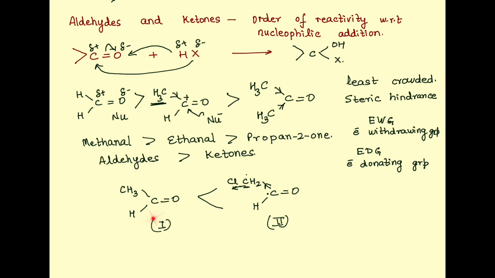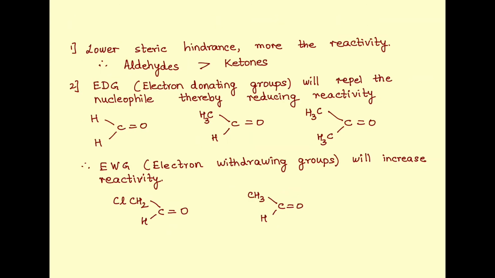Right? Have you noted this down? So in case you want to note down the points in short for further revision, you can note over here: lower steric hindrance, more the reactivity, therefore aldehydes are more reactive than ketones. Electron donating groups will repel the nucleophile, thereby reducing reactivity. So what did we do? We put the order of reactivity as 1, 2 and 3. On the other hand, electron withdrawing groups, just now we saw the case, will increase the reactivity. So how did we put the direction? This is more reactive.